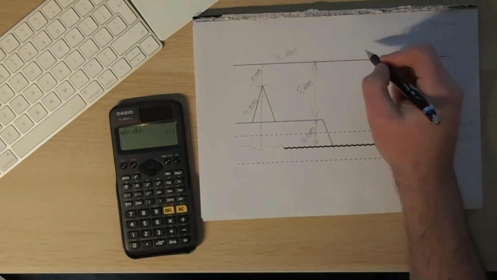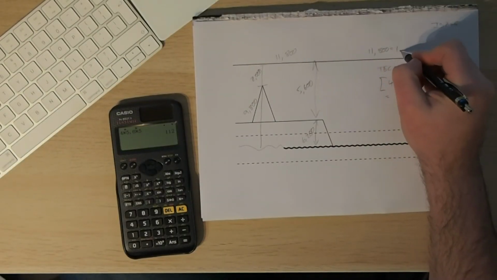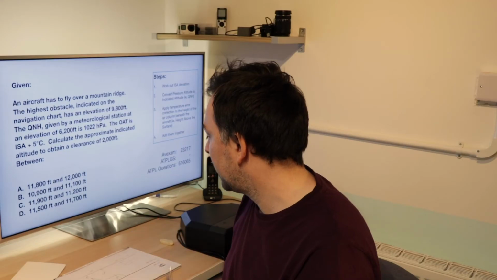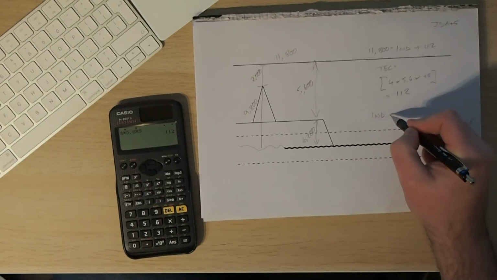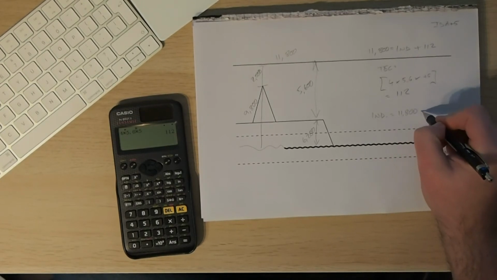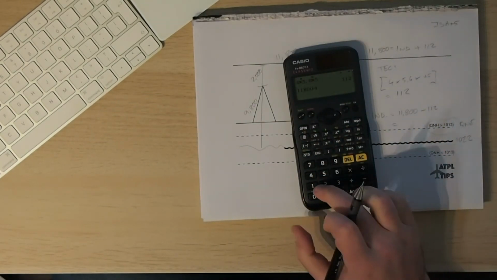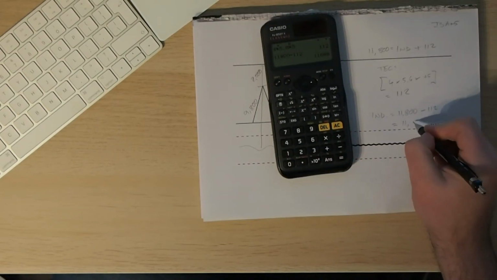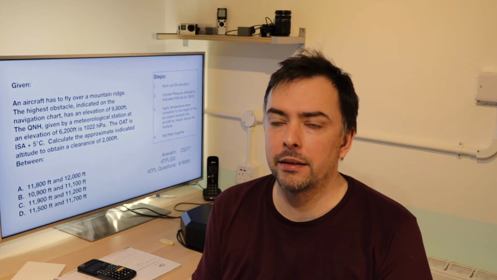And so that means that our slightly rearranged true altitude formula will be 11,800 feet equals indicated plus 112. And so we can just rearrange the formula slightly. We'll end up with indicated altitude equals 11,800 feet minus 112. So our indicated altitude will be 11,688. Very similar to the previous question in that we have to work out that they're telling us a true altitude, and we have to then therefore find the indicated altitude.